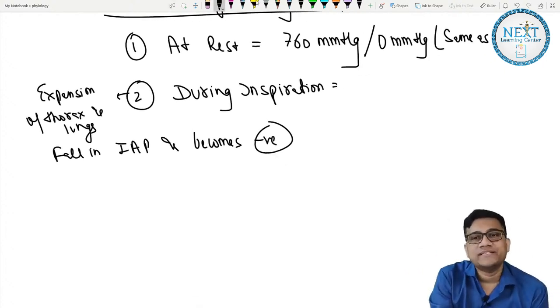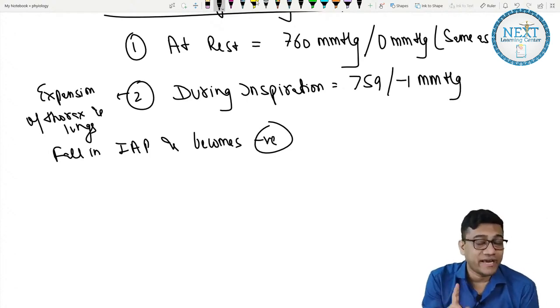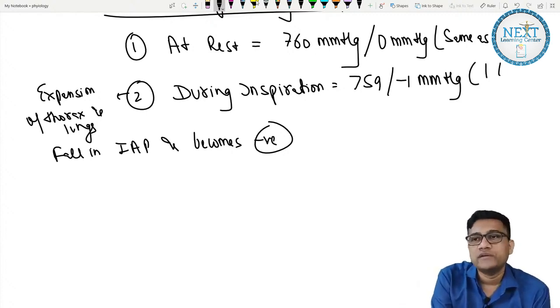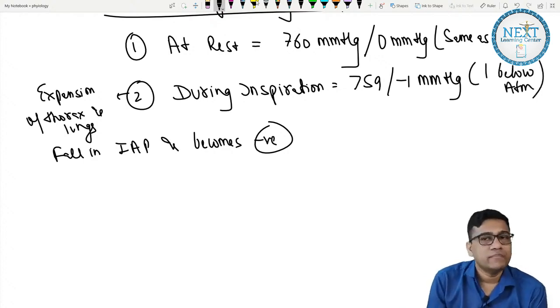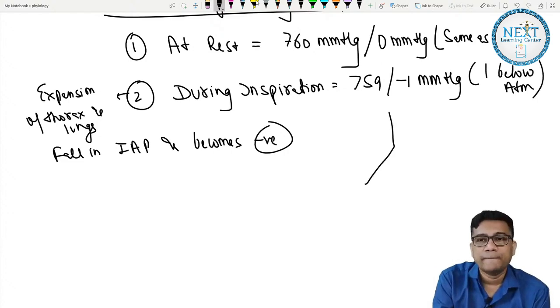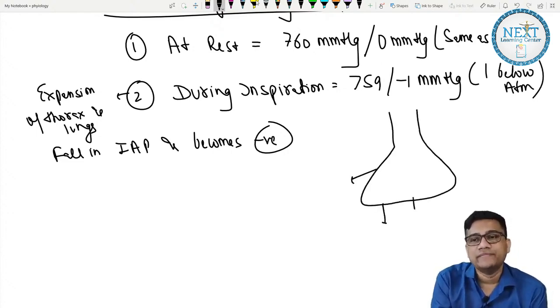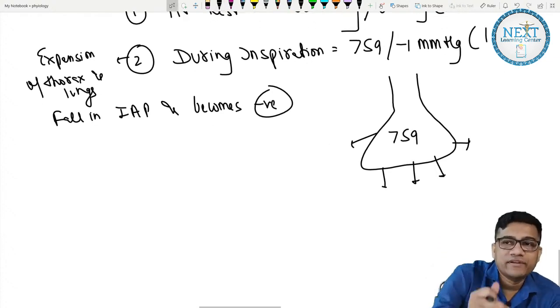How? I'll show. It is 760, now it becomes 759, that is minus 1 mmHg. So it is not negative as such, it is just 1 less than atmosphere. Minus 1 means 1 below atmosphere. So let me show. This is a lung. Now as it is expanded, the pressure becomes 759. Are you clear?